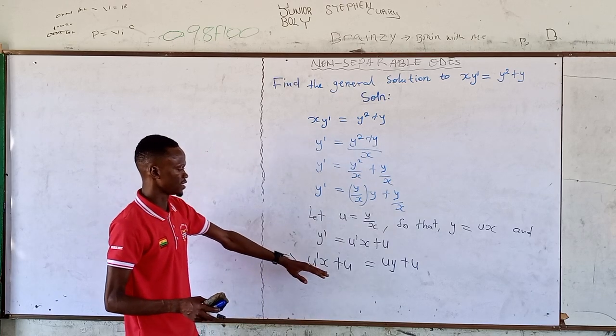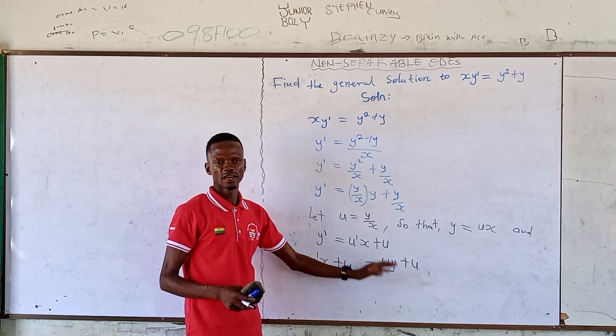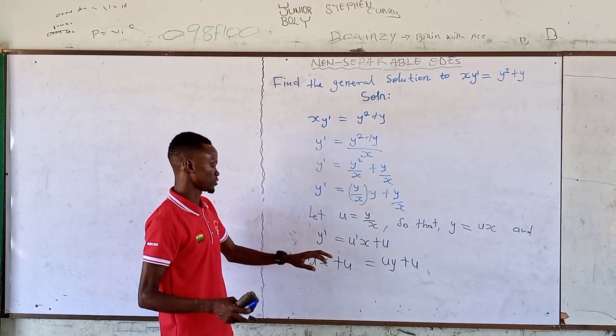Now we have the equation in terms of three variables. We have u, we have x, and we have y. That is not too appropriate. We need it in terms of new variables.